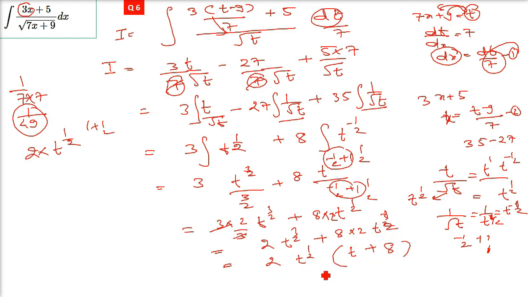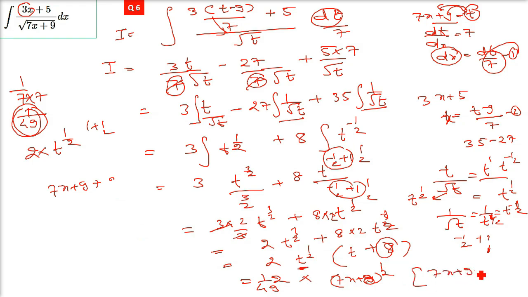It has become so easier now. Now t was initially 7x plus 9. Don't forget that. So this 1 by 49 was always already in the bag. So I am just pulling it out, keeping it in the denominator. Here we have 7x plus 9 to the power half, which is essentially equal to root 7x plus 9. And t plus 8, this is 7x plus 9 plus 8.